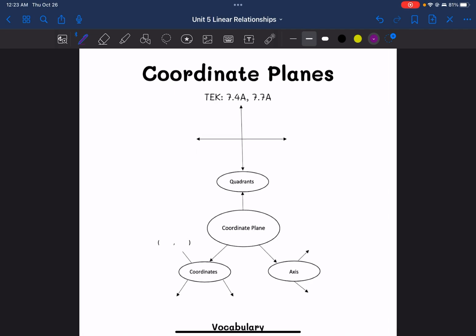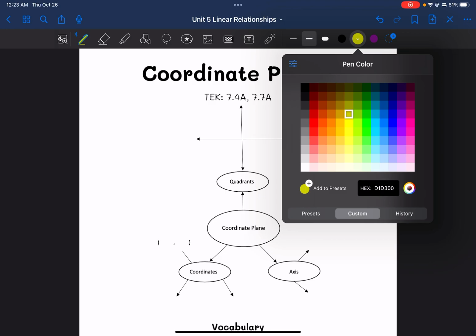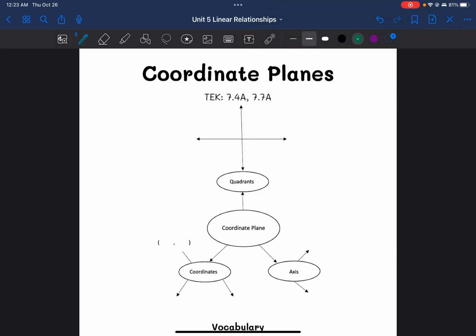I'm going to do this in a couple of different colors, and let me try this color. Okay, so first of all, I want to go ahead and label my axis, okay? Out of all of this, this is a coordinate plane, okay? This is a graph. And a way to remember it is if I write C all the way through it, it's a coordinate plane, okay?